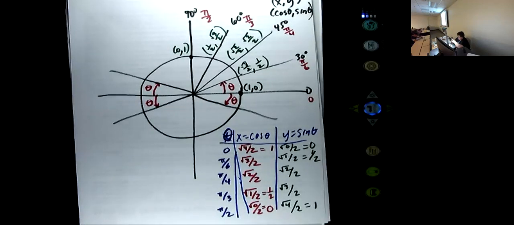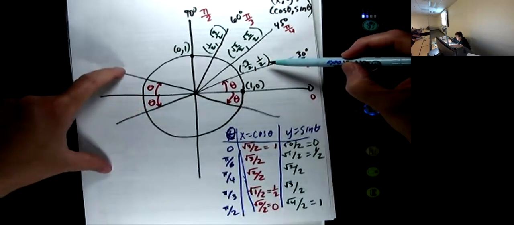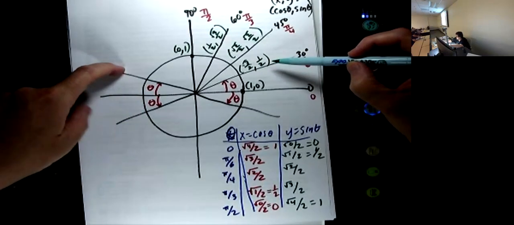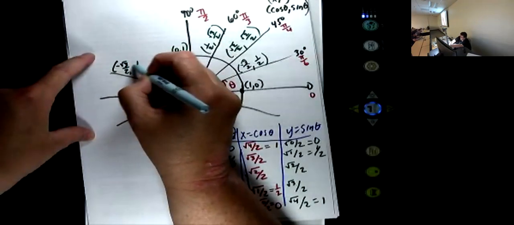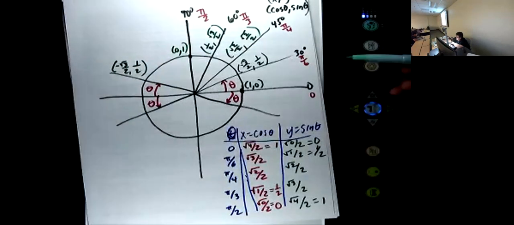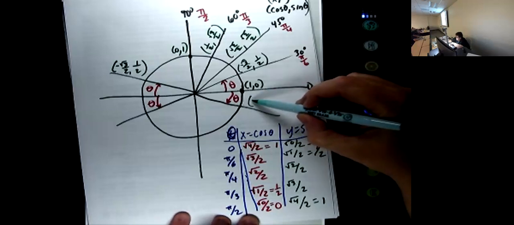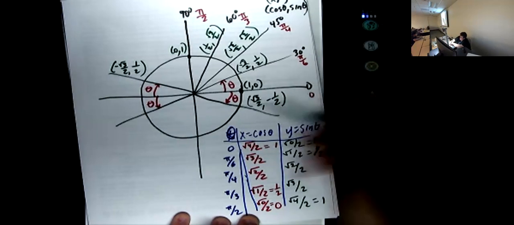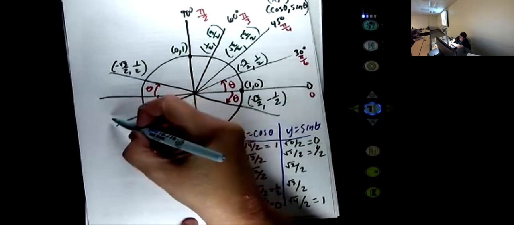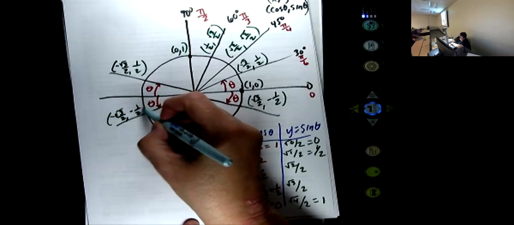So what I mean by that is, notice this is root 3 over 2 and 1/2. If I move over to this side of the quadrant, x is negative over here. So this is going to be negative root 3 over 2 and 1/2. Below the y-axis, y is negative. So this will be positive root 3 over 2 and negative 1/2. And in this quadrant over here, both x and y are negative. So we'll have negative root 3 over 2 and negative 1/2.